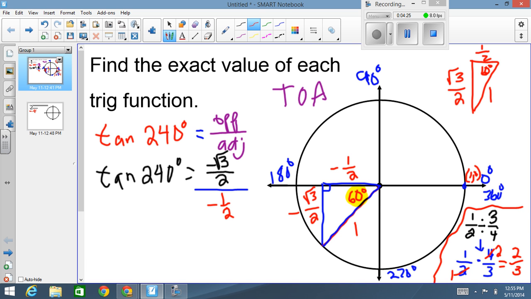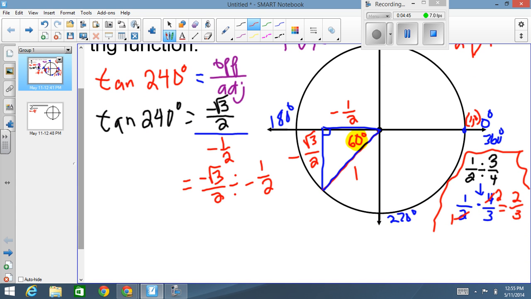Now keep in mind this was just a side example. It had nothing to do with this problem, but it's a refresher as to how we do division of fractions. And that's really what we have here. Really what we have is negative radical 3 over 2 divided by negative 1/2, if I write it out that way. So to change division to multiplication, I simply make this multiplication and I flip this fraction upside down and make it negative 2 over 1.